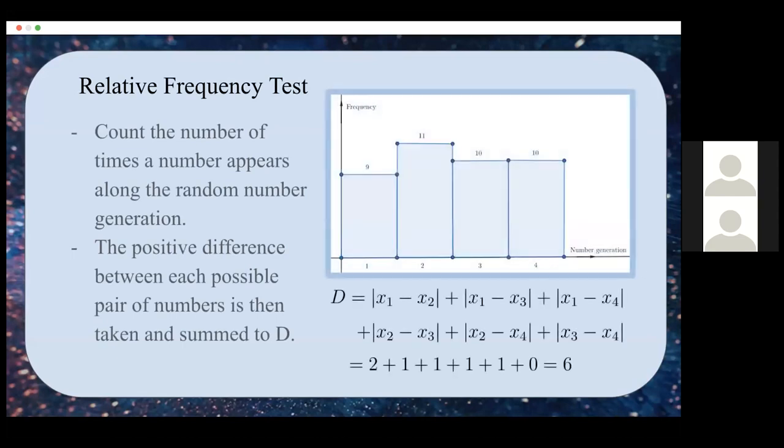What it does is count the number of times each number appears in a list of generations. For example, if you want to generate 4 numbers, 1, 2, 3, 4, and we generate 40 times, 1 appears 9 times, 2 appears 11 times, and so on.